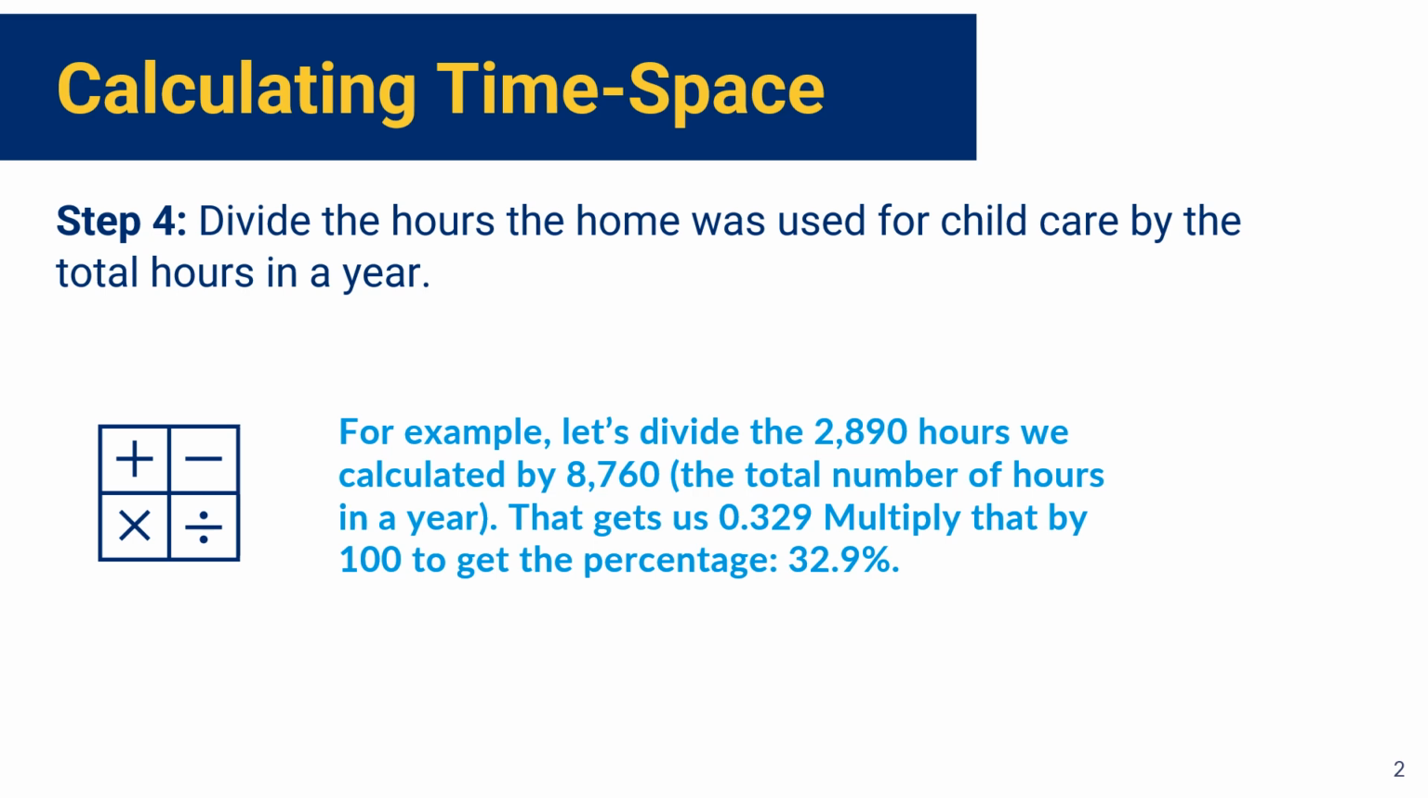The next step is to divide the hours your home was used for childcare by the total hours in a year. For example, let's divide the 2,890 hours we calculated by 8,760, which is the total number of hours in a year. That gets us 0.329. When you multiply that by 100, you get the percentage, 32.9%.